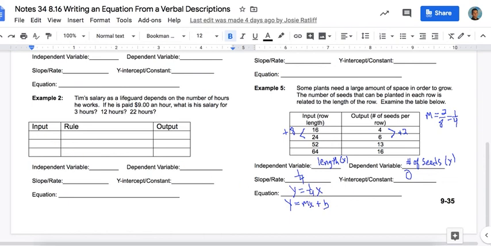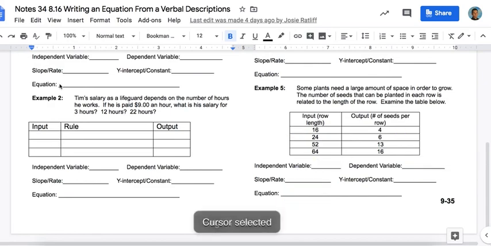Whoa, sorry. I didn't use the correct letters. Stop, scratch that from your memory. The dependent variable is the number of seeds, so let's just call that n. And we're going to take the slope and multiply it by the length. So we'll use an L. Now we have n equals 1/4 L. And if I plugged all of these into this equation, it would give me the output, which is n. Okay, that concludes our notes.